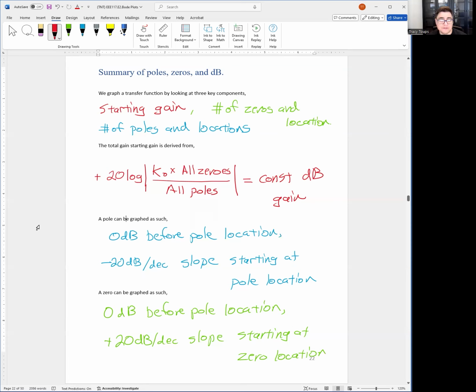Okay, so that's all I have for today. I just wanted to cover 3 main points: that flat gain, the zeros, and the poles. We're going to come back next week and combine it all together to show you how to make a combined Bode plot of the entire circuit. Today was just building blocks.